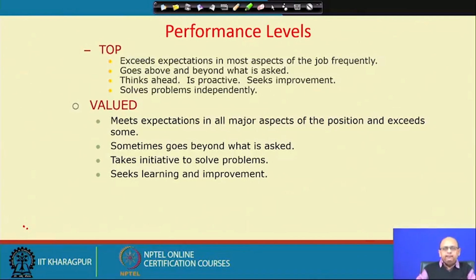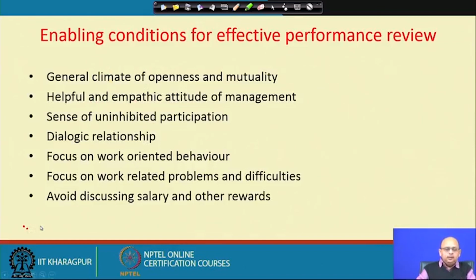Then the next level, if he is meeting your expectations in most areas except some, and yes, he is doing beyond what is being asked, taking initiatives to solve problems, and he is also looking for growth and development, then you say that yes, he is a valued employee. So, the first level is going to be the top performer, then the next level is going to be valued employees. Then if that is not the case, you see that he has not been able to perform well. So, basically the idea is to ensure that you are able to identify top and valuable performers in the organization or in your department.